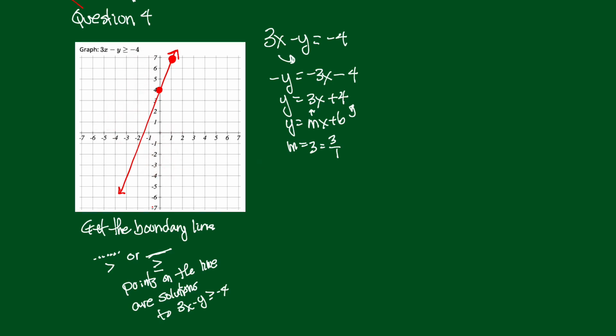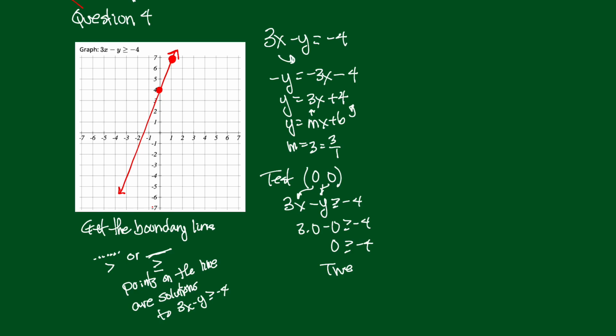We're going to do that with a test point. Choose any point that is not on the line. The easiest point I think to work with is 0, 0 because zeros are easy to compute with. So let's use 0, 0. Here's our inequality, 3x minus y greater than or equal to negative 4. If you put 0 in for x and 0 in for y, you get 3 times 0 minus 0 greater than or equal to negative 4. 0 greater than or equal to negative 4. That is true. So here's 0, 0, right here, the origin.